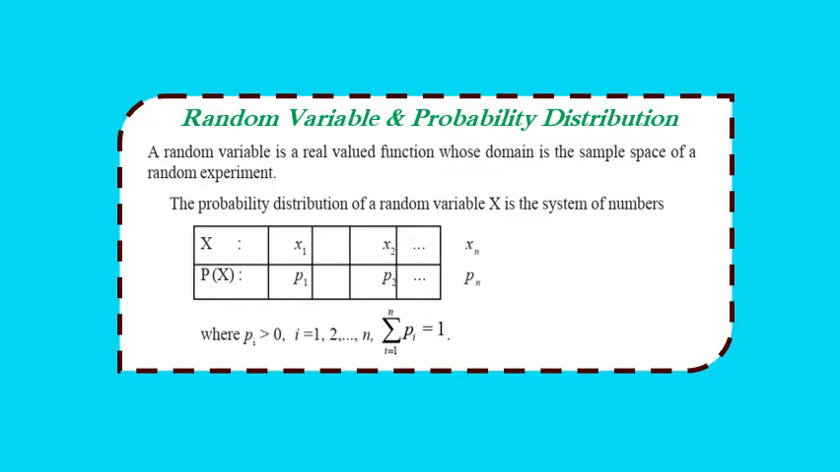And the probability distribution of the random variable x, the random variables are generally denoted by x, is the system of numbers where pi, that is the probabilities, are always greater than 0, where i means all the natural numbers 1, 2, 3 up to n, and the sum of all the probabilities will be equal to 1. So if we have the random variable x1, x2 up to xn, then the corresponding probability distribution can be denoted as p1, p2 up to pn. Clear? So pause and note down these points.